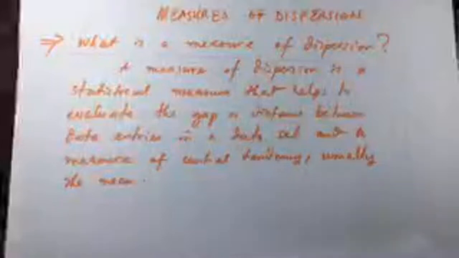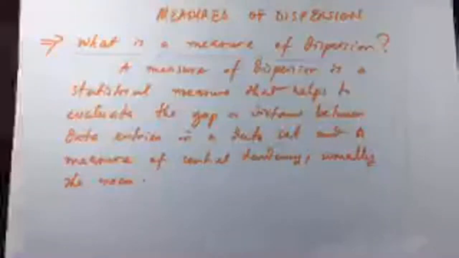So what we want to study under a measure of dispersion is simply to understand the different techniques or statistical measures that can be used to evaluate the gap between a value chosen or obtained by a measure of central tendency and the entire data entries in the data set. So that being said, let us go to objective number 2.